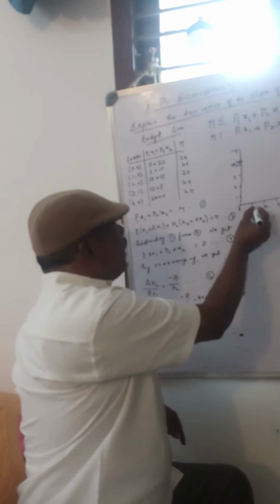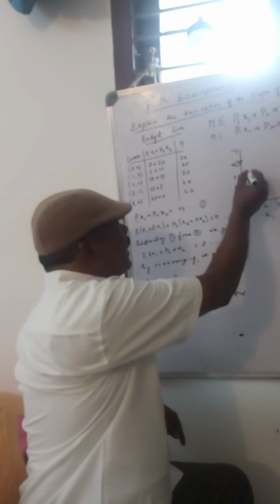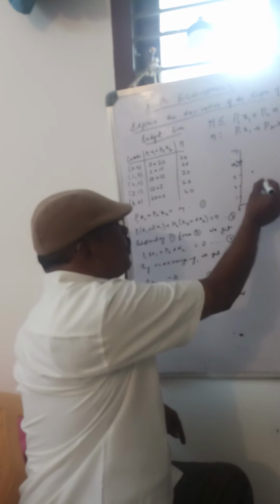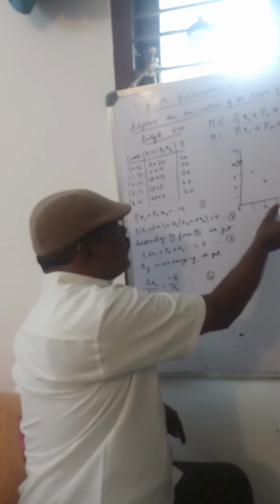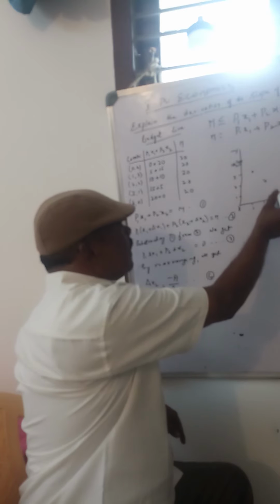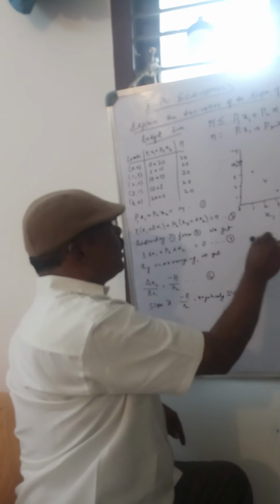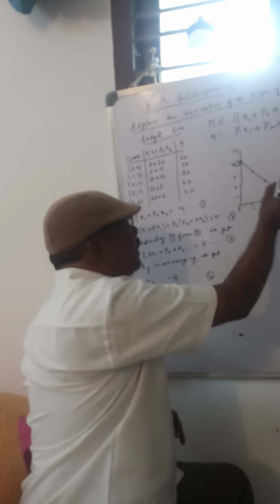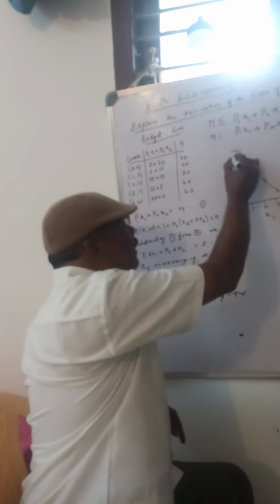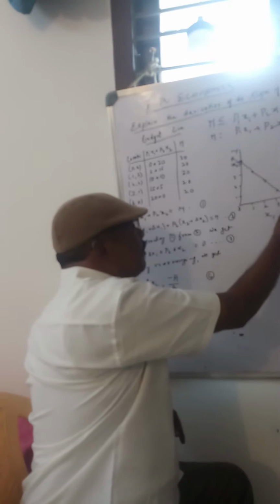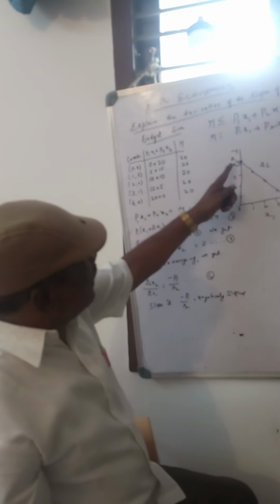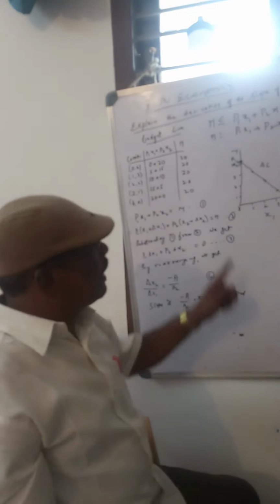Come here, 1 X1, 3 X2s; 2, 2; 3, 1; 4, 0. You just join all these points. This is called, you write A, B, that is the BL. BL means budget line. Budget line slopes downwards.